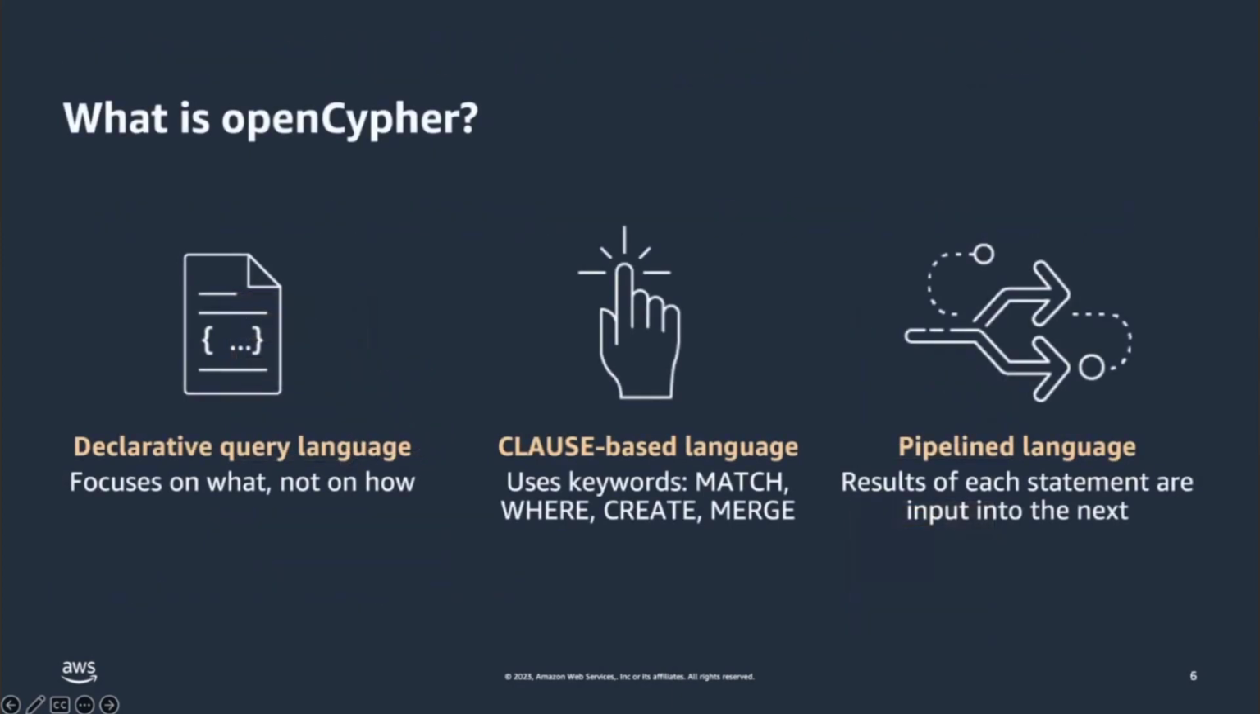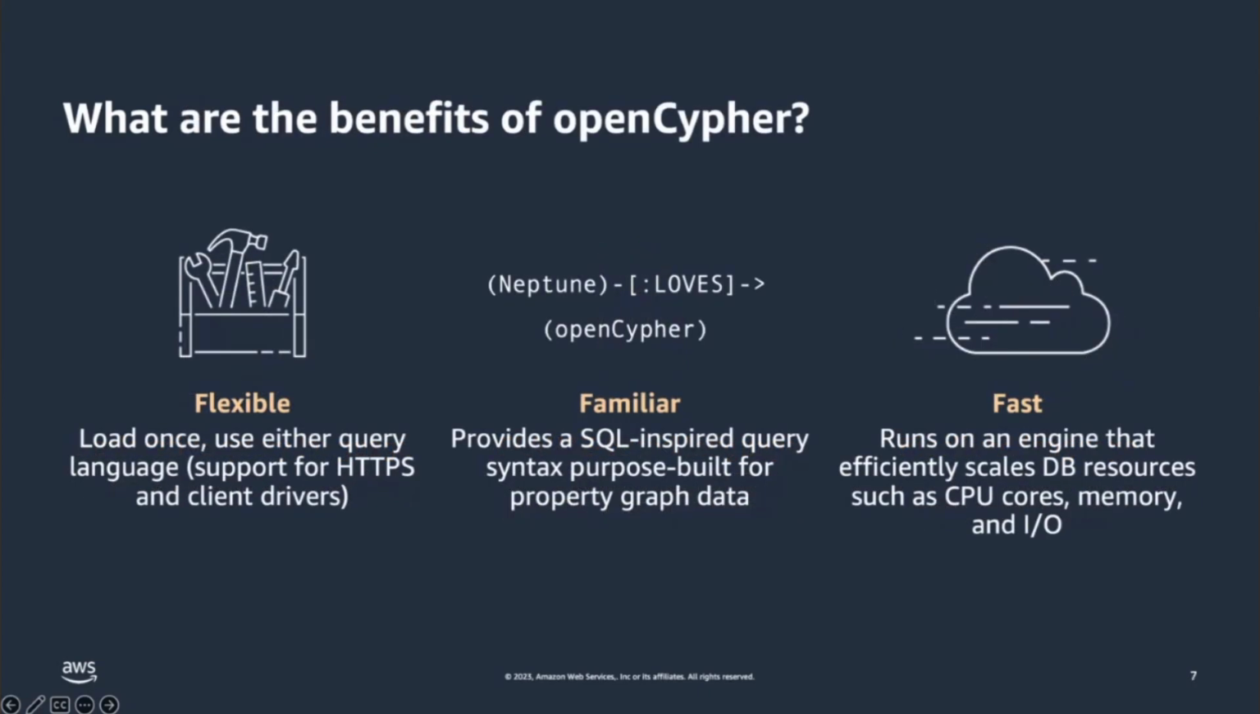If you're not familiar, openCypher is a widely adopted open query language for property graphs. It provides an intuitive way to work with property graphs with a declarative style syntax. It's clause-based, so it's very familiar for customers, and it works like a pipelining language where you can stream together very simple sets of statements in ways that answer very complex questions. This has a lot of benefits.